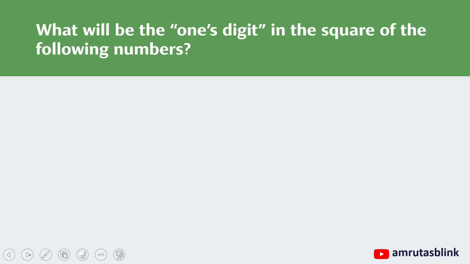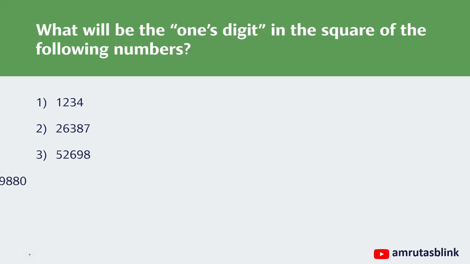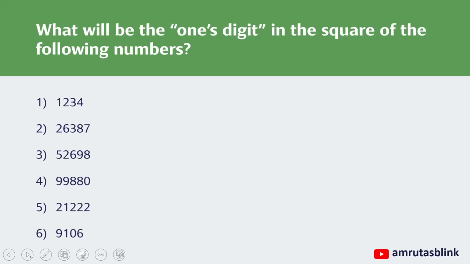What will be the ones digit in the square of the following numbers? Question 1, 2, 3, 4, that is 1234, then 26,387, 52,698, 99,880, 21,222, and sixth one is 9,106. Now I want you to try this question. So try it on your own. We'll just wait for 1 minute.